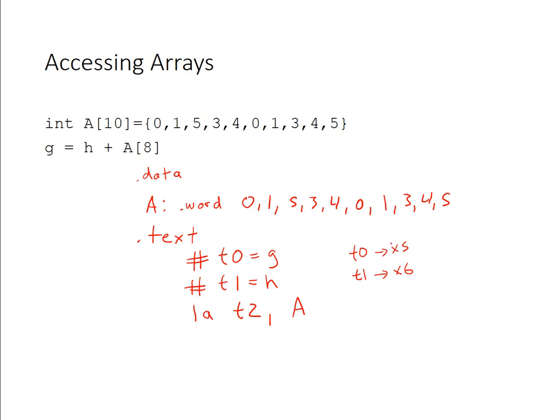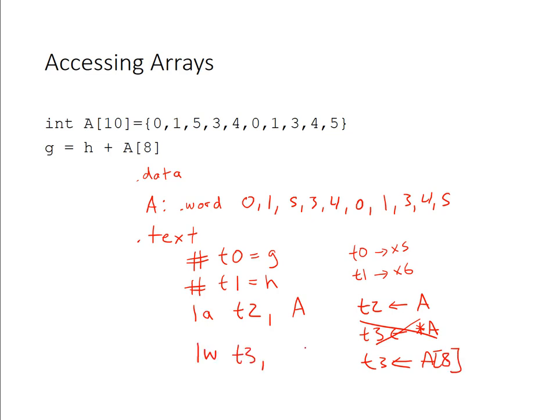Now that we have that address in a register, we can use a load instruction to fetch the data at that location. But remember, we don't want the 0, we want A8, the 9th element in that array. So we'll do a load, putting the result in the register T3.